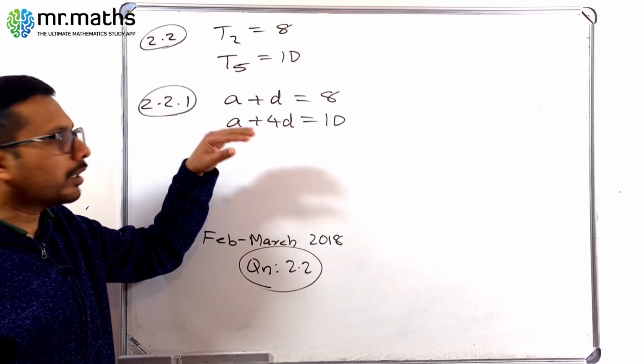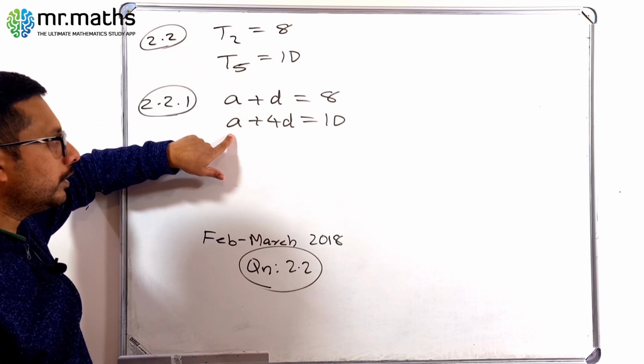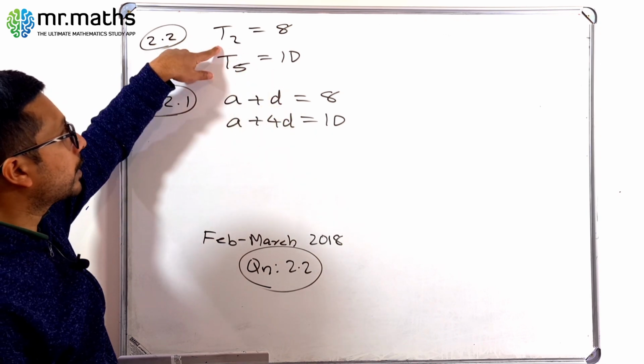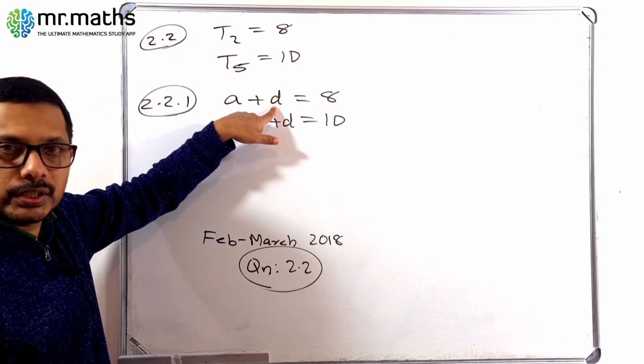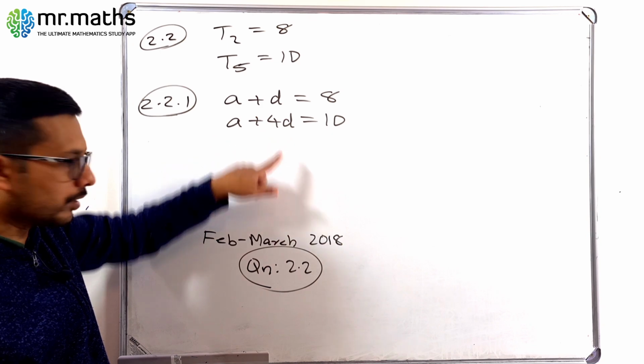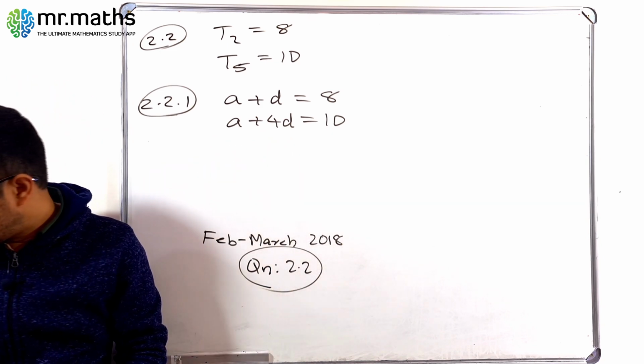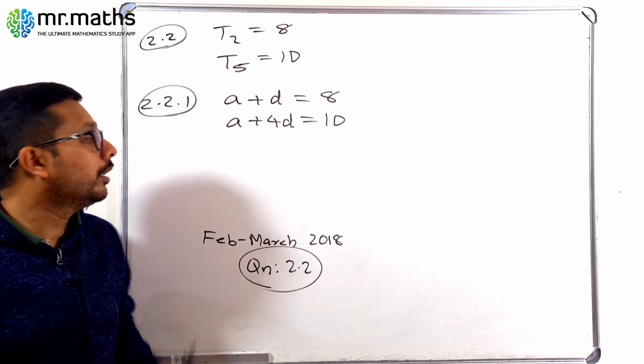Here I'm just explaining T5 for fifth term. You can write it as A plus 4D. Second term you can write it as A plus D. That's all. If you want to know clearly how you can write it like this, you have to watch this video, where I clearly explain how you get that.